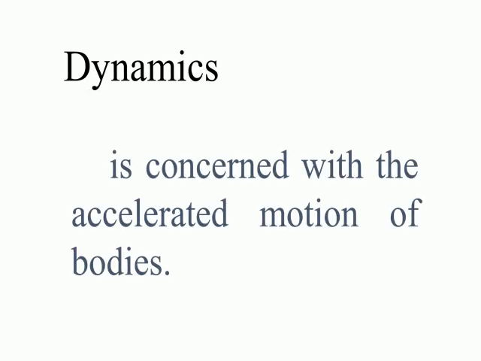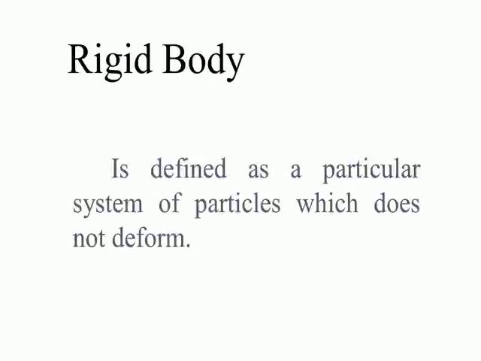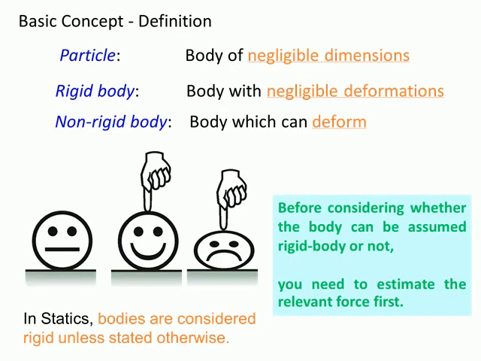Dynamics is concerned with the accelerated motion of bodies. A rigid body is defined as a particular system of particles which does not deform. So we have the basic concepts. A particle is a body of negligible dimensions, while a rigid body is a body with negligible deformations, and a non-rigid body is a body which can deform. Before considering whether the body can be assumed rigid or not, you need to estimate the relevant force first. In statics, bodies are considered rigid unless stated otherwise.